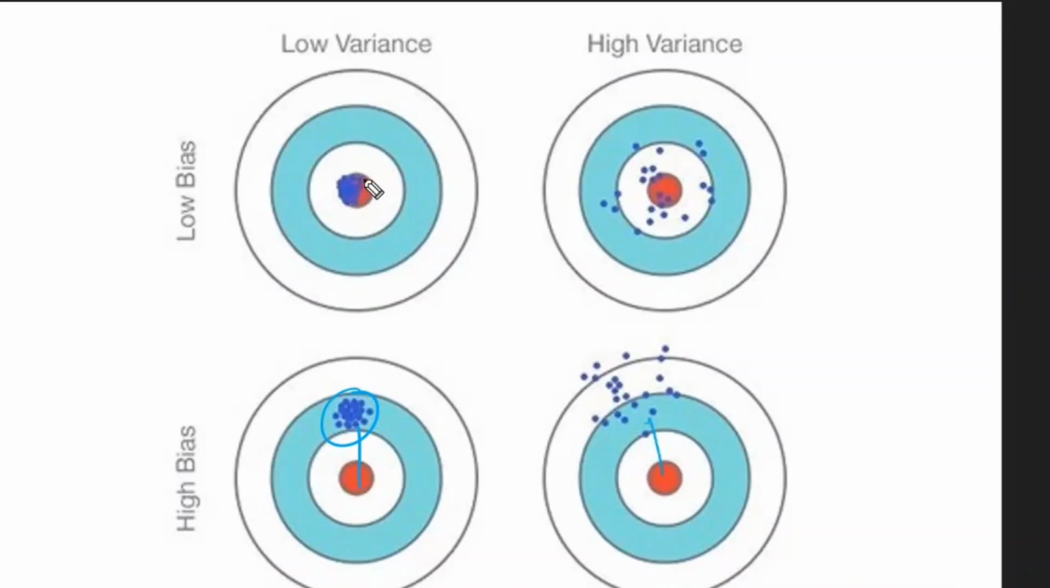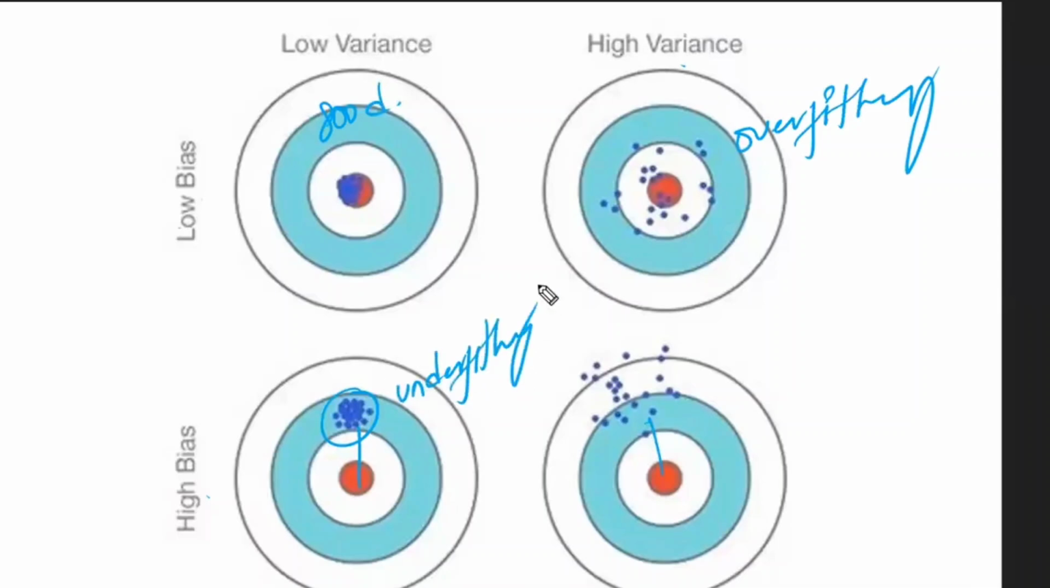So, in this case, low bias, low variance. This is called a good model. Low bias with high variance is called the overfitting problem. High bias and low variance: variance is low, but bias is very high. Low variance means the data points are very close to each other, but it is not meeting the target. This is called the underfitting problem. This is the worst one. These two are called bad, and this is called worst.